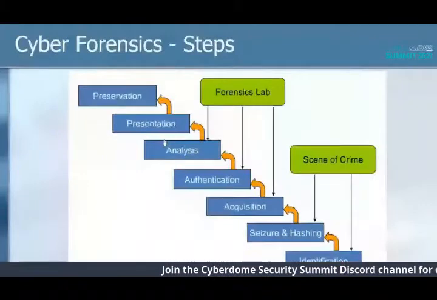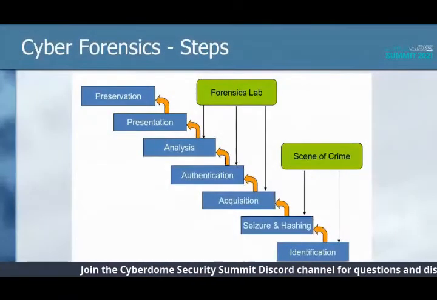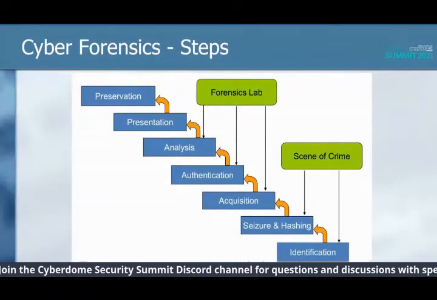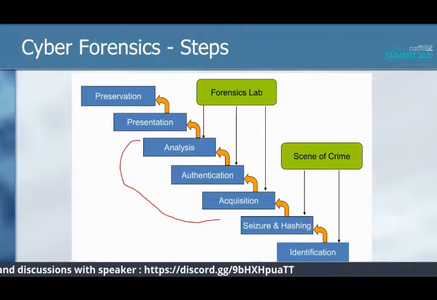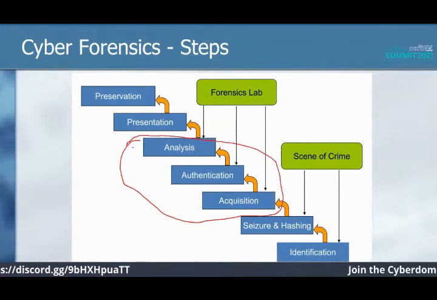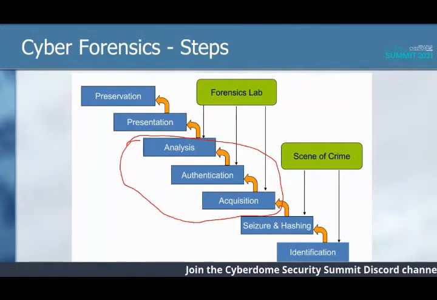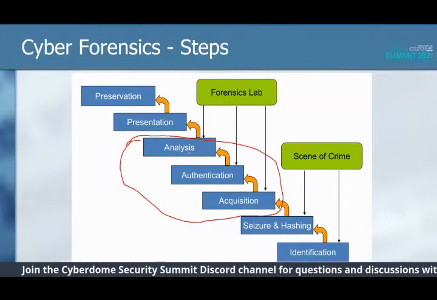The initial steps are done at the scene of crime: identification of the evidence, and the seizure and hashing of the evidence. Then the acquisition part, authentication part, and analysis part, all these parts are done in the forensic lab. After running this analysis, the software tools will be able to generate a report, but we have to manually go through the report, and we have to give it with a cover letter.